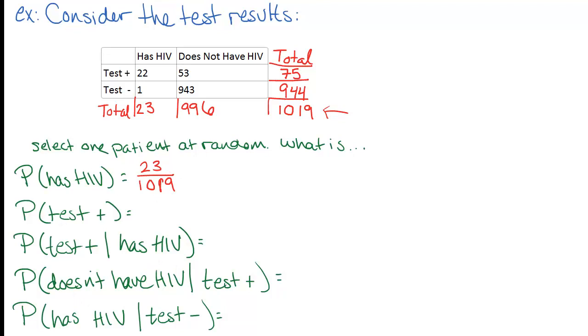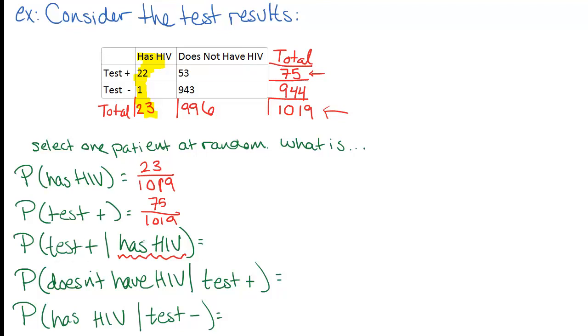Similarly, the probability of having a positive test result, we just want to look at our total number of people with positive test results, which is 75, again out of the total. When we get to the conditional probabilities, again, we just have to interpret, what does this condition mean for us? So we're looking for the probability of a positive test result given that the person we've got has HIV. So this means that we need to look only at those patients who have HIV. So that would only be this column. The people who don't have HIV are not going to come into play here.